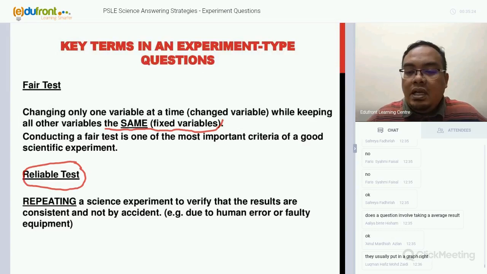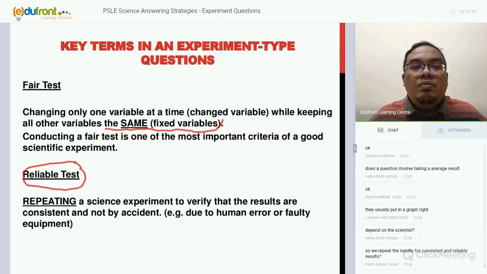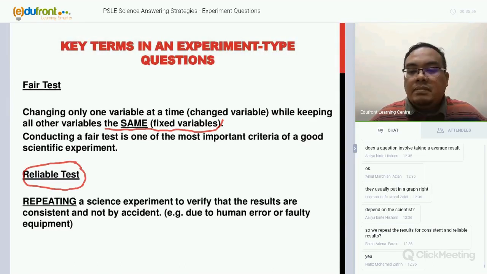Usually they put in a graph, not necessarily. Sometimes it's just a table, and with just a table you can take the average already. It depends not on the scientist, you must depend on the data itself. Where is the source of the error? Is it due to faulty equipment? So let's say it's faulty equipment. Do you think you should take the reading at all? You should not. You should discard and then repeat the whole thing again. So repeat the experiment for consistent and reliable results. Yes, correct, so that the results are reliable.